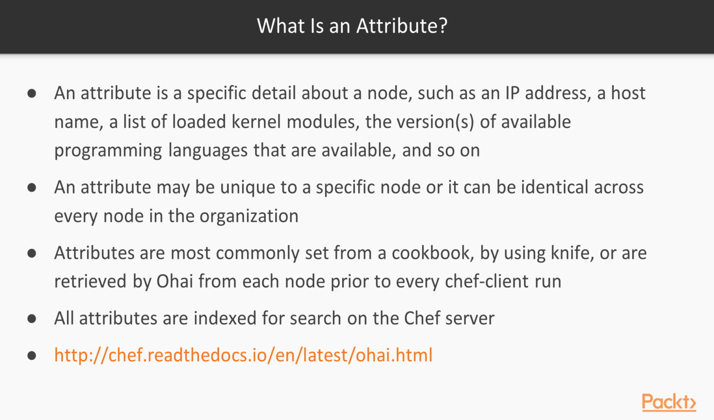So in a nutshell, attributes are nothing but individual properties of a node. And as we have seen, it can be anything. It can be an IP address, a host name, the IPv6 address, the platform, the CPU, the architecture, anything. All of these individual components of a node, you can call them individual attributes.